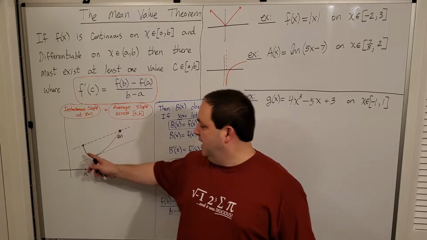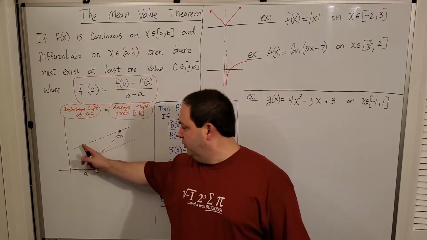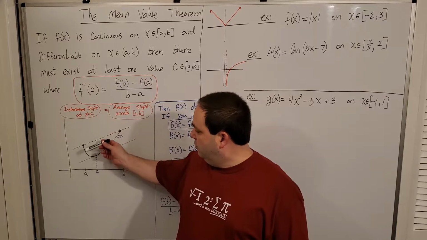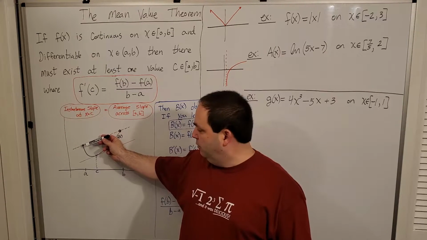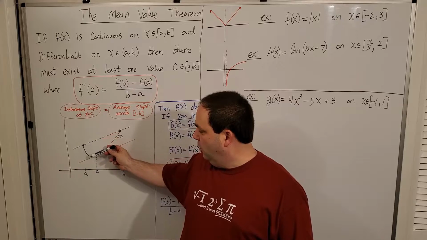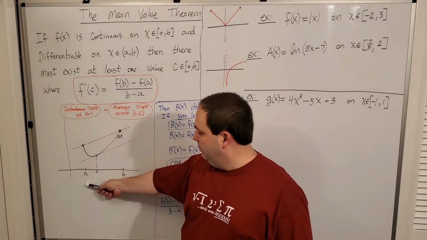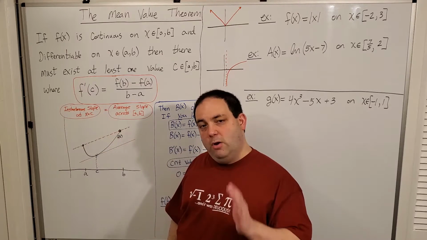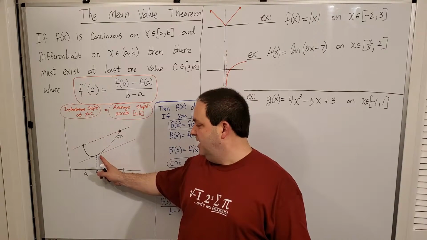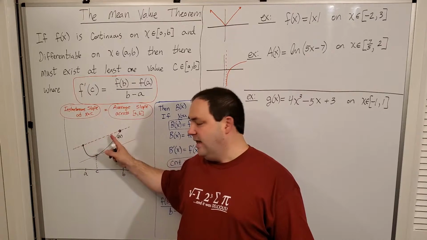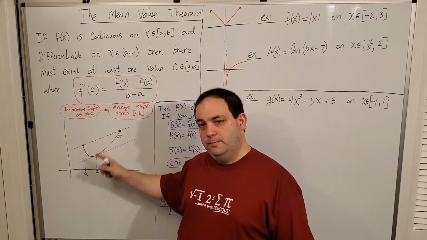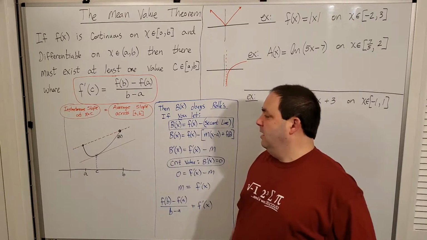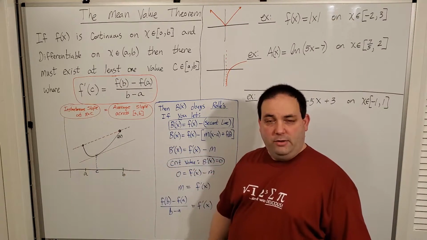So like this, as long as it's differentiable and continuous on some interval from a to b, then if you find the secant slope, the secant line, there will always be a point somewhere in between a and b where the tangent line is parallel. So the instantaneous slope is the same as the average slope. The proof of this is just an extension of Rolle's, really. Rolle's theorem came from the extreme value theorem.